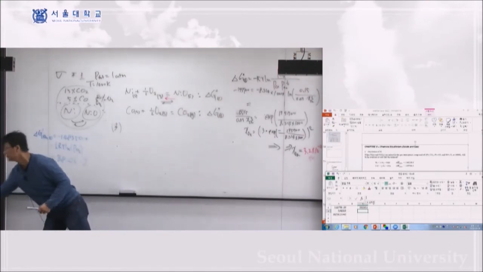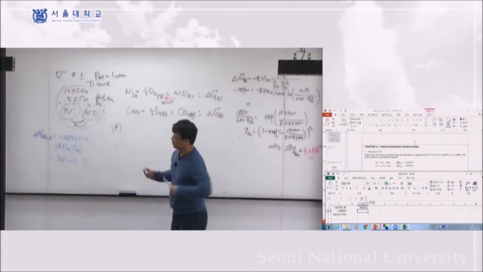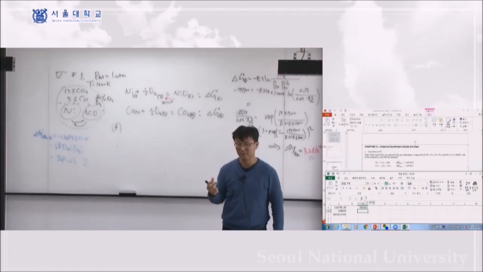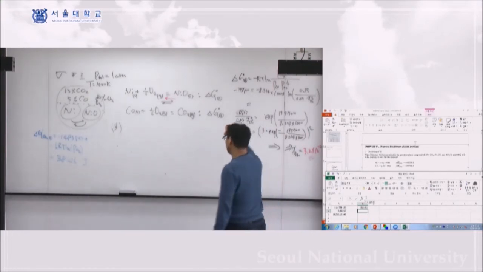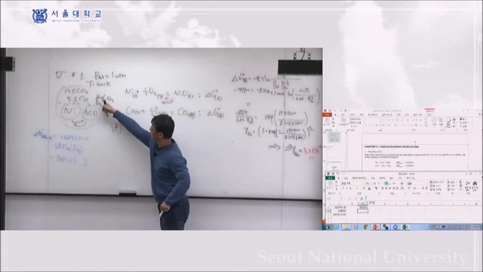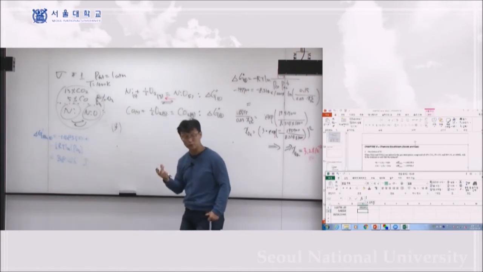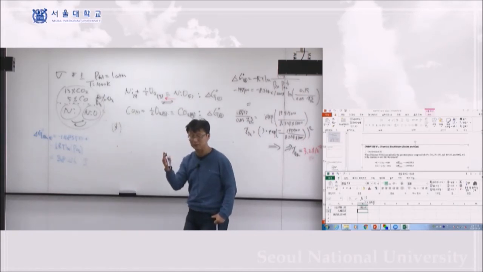Third way. The third way is looking at the partial pressure of oxygen itself. We're just talking about two different systems. I have a gas phase which produces a partial pressure of oxygen, and I have nickel oxide, which will also produce a partial pressure of oxygen at the equilibrium state.